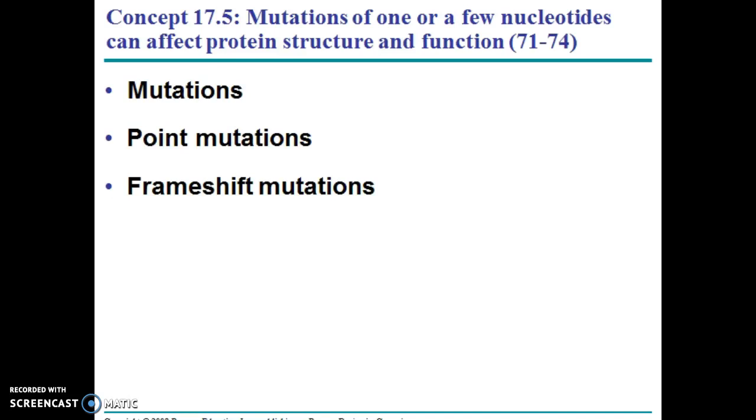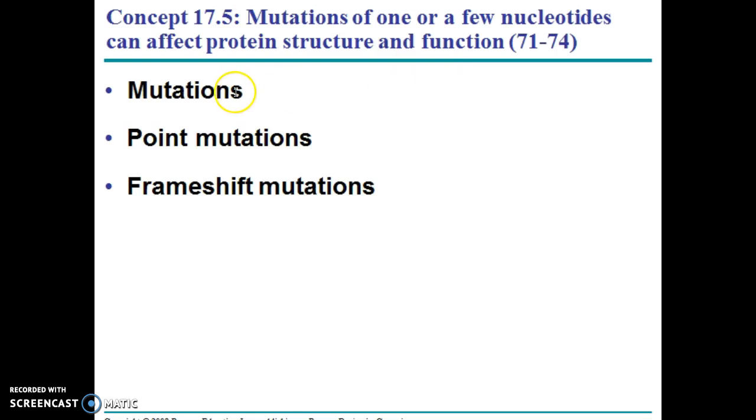Section 17.5, we're going to be dealing with mutations. Sometimes mutations can occur within one nucleotide, or sometimes mutations can occur across several nucleotides. But nonetheless, they can, not always, but they can affect how a protein is assembled and consequently how a protein will function. And there's three types that we're going to be looking at to start with.